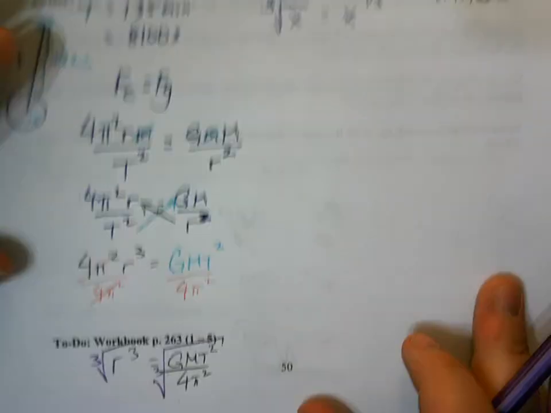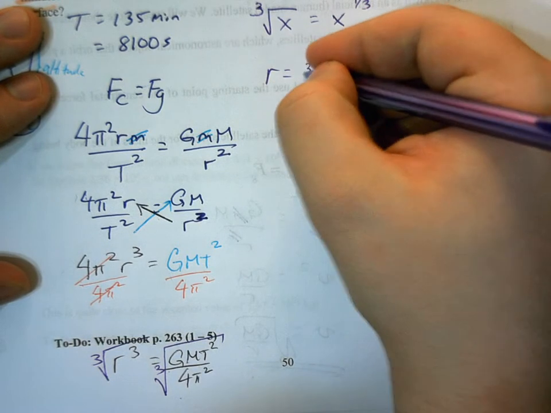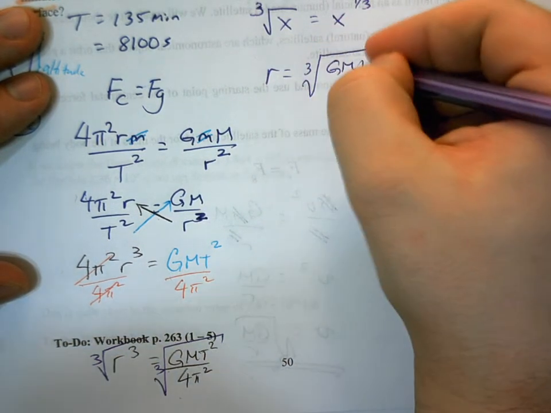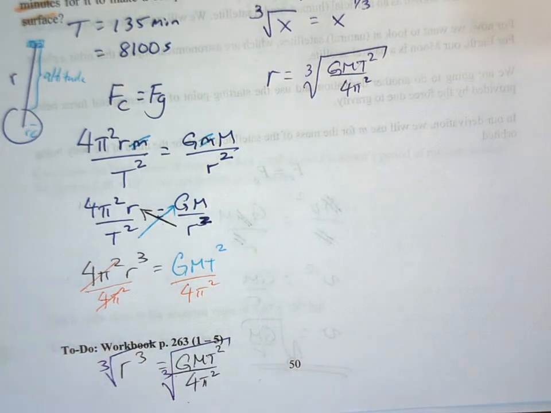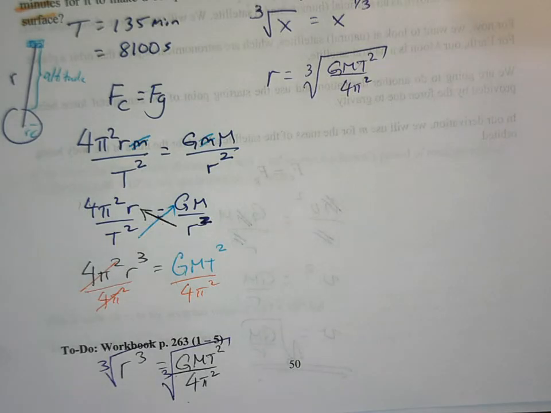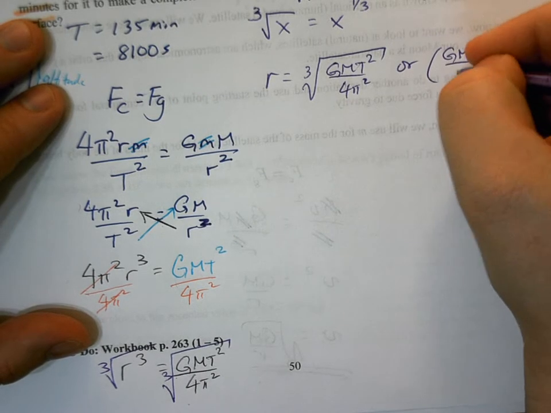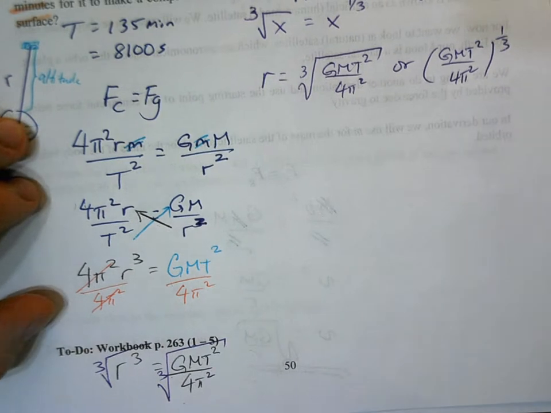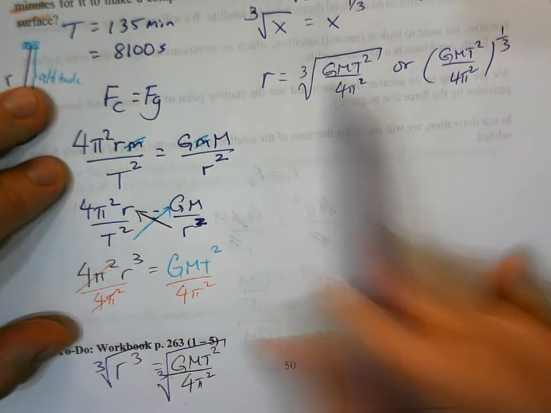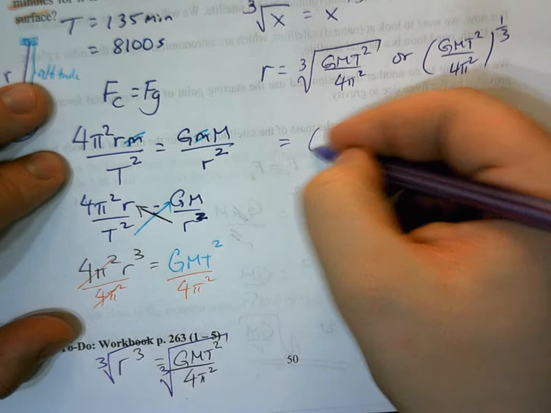The choice is yours. So r is going to be the cubic root of this: GMT squared divided by 4 pi squared. So there's a lot that we have to punch in. There's a lot that you have to be careful with. Or I'll write this like this. So we can do either of these. 4 pi squared to the 1/3 power. Whichever method you prefer, do yours. I'm going to do this one on the left here. So the cubic root of all this, or actually I'll do the cubic root last.